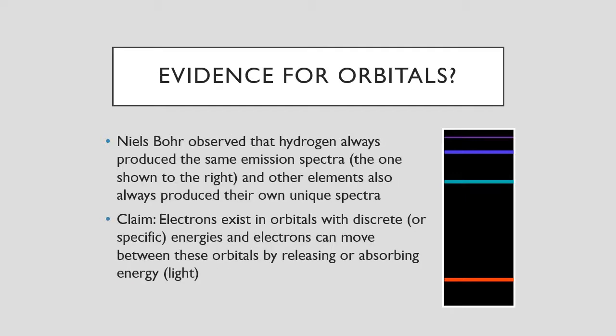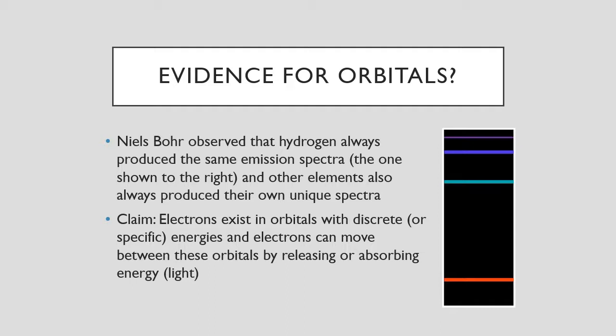The reason that emission and absorption spectra are important is they have provided evidence for what electrons do. Niels Bohr observed that the hydrogen always produces the same emission spectra, the one that we have already seen on this PowerPoint, and other elements also produce their own unique spectra every single time.